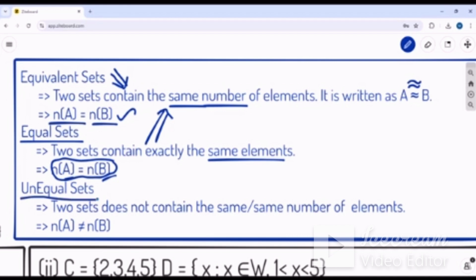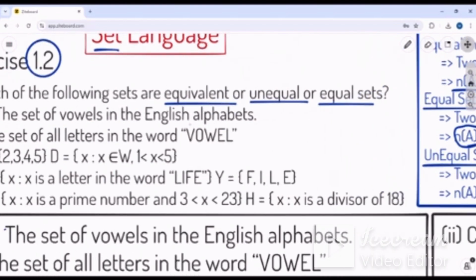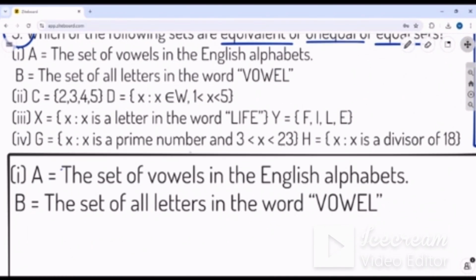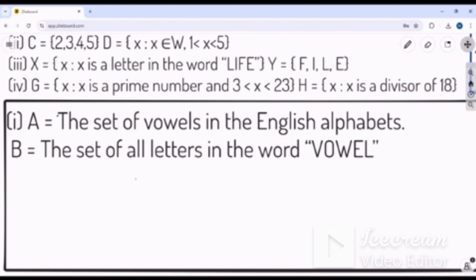Now let us move on to unequal sets. Unequal sets, as the name suggests, do not contain the same number of elements or the same elements. So n of A is also surely not equal to n of B. With this quick recap, let's move on to our question. So here we have to find out whether these are equivalent or unequal or equal sets.